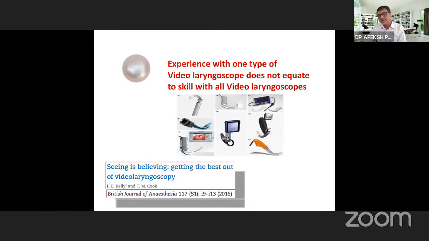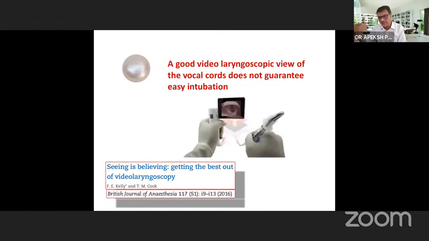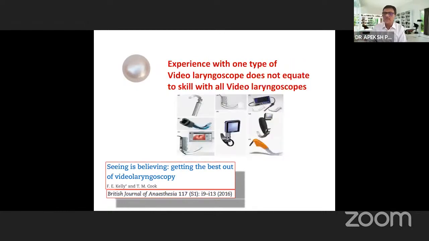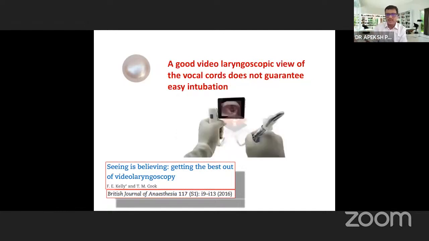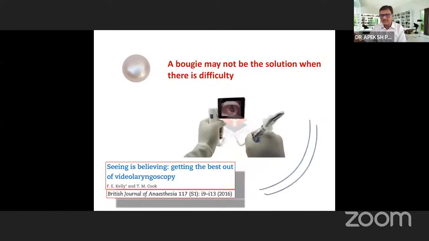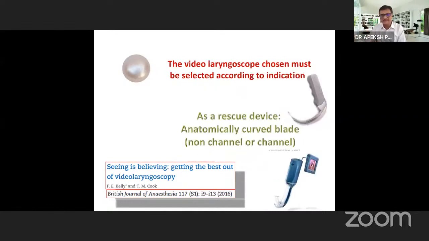You need to understand the curve of other video laryngoscopes, and you need to make the movement according to the curve of the video laryngoscope. A good video laryngoscopic view does not guarantee intubation. Bougie may not be the solution when there is a difficulty with the video laryngoscope.